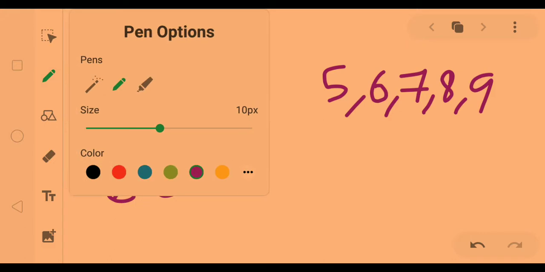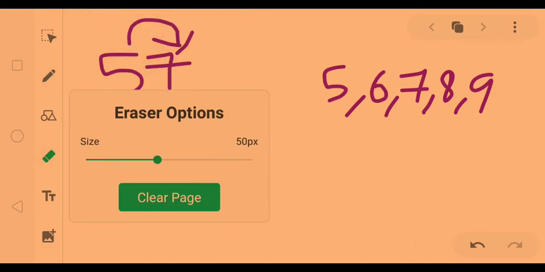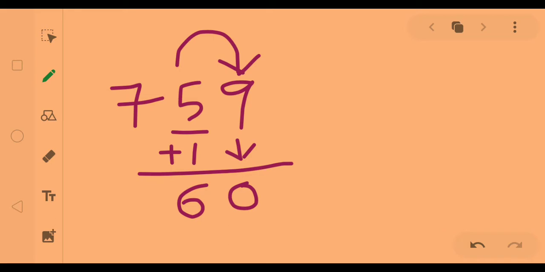Let us take some larger numbers and round them to the nearest 10. Let's take 759. We are rounding this number to the nearest 10. First of all, let's underline the tens place digit and move back to the previous place digit, which is 9. As per the rule, add 1 to the underlined digit. The previous place digit will turn to 0. 5 plus 1 is 6, and the next place remains as it is. So 759 is rounded up to 760.